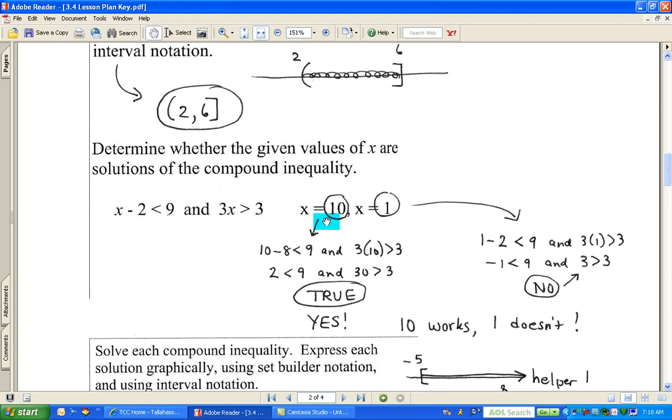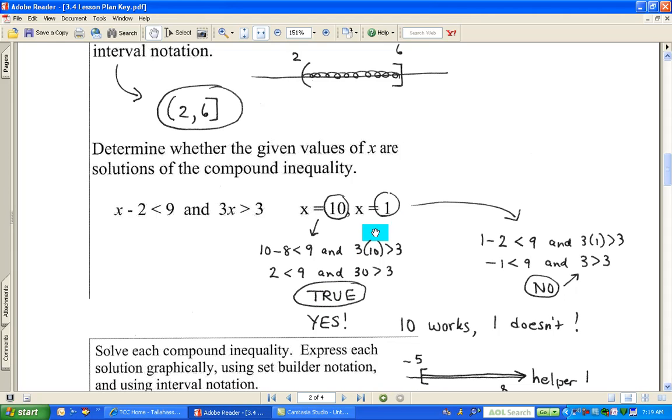Oh, actually, wait a minute. No, I did that okay. I plugged a 10 in here, so let's see. Yeah, this should say 10 minus 2, though. So 8 is less than 9. No big deal, though. It's still true. This is true, which makes the whole thing true.